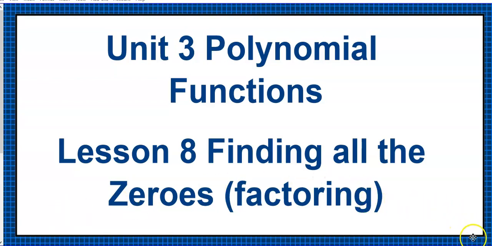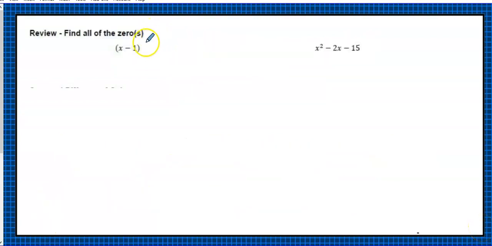Hello students, we are beginning the last lesson in Unit 3. It's called Finding All the Zeros. What it really is, is factoring, going from standard form to intercept form. If you're asked to find the zeros or to find the roots, what you do is you set that equal to 0 and then you solve for x. So in this case you would have one root and that would be at 1.